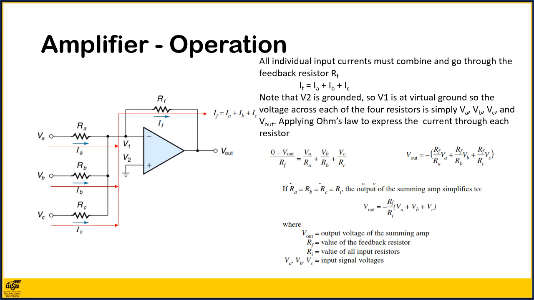If we make RA equal to RB equal to RC and we call it RI, the output of the summing amplifier simplifies to Vout equals the negative of RF over RI times the sum of VA, VB, and VC, where RI is the value of all input resistors, which we've made the same.